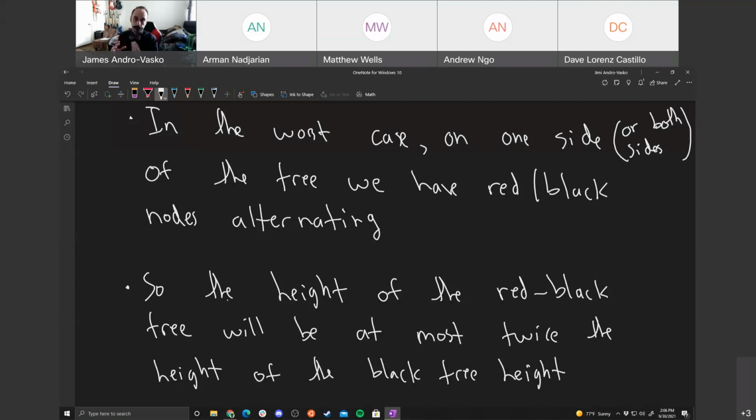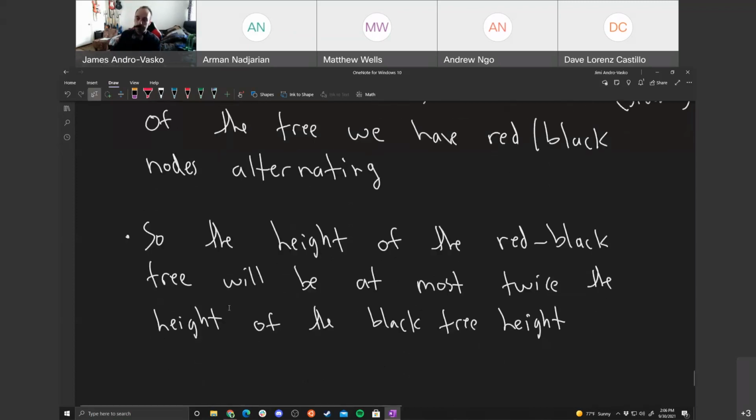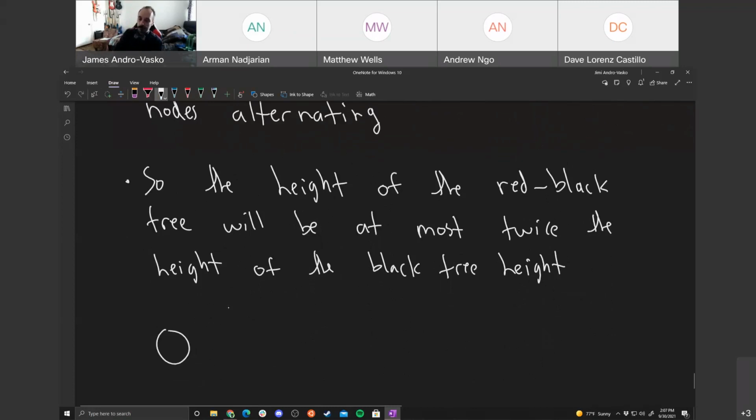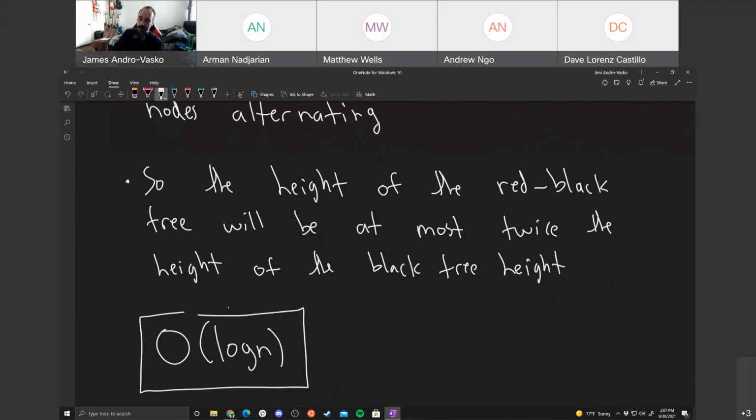So we have our base height, and at most it can be twice as much, which means that the height will be O of log n for red black trees. So it has the same exact, logarithmic height as an AVL tree. Basically, for any application that involves a binary search tree, there's no point in not using an AVL tree or red black tree. They both have a height of log of n.